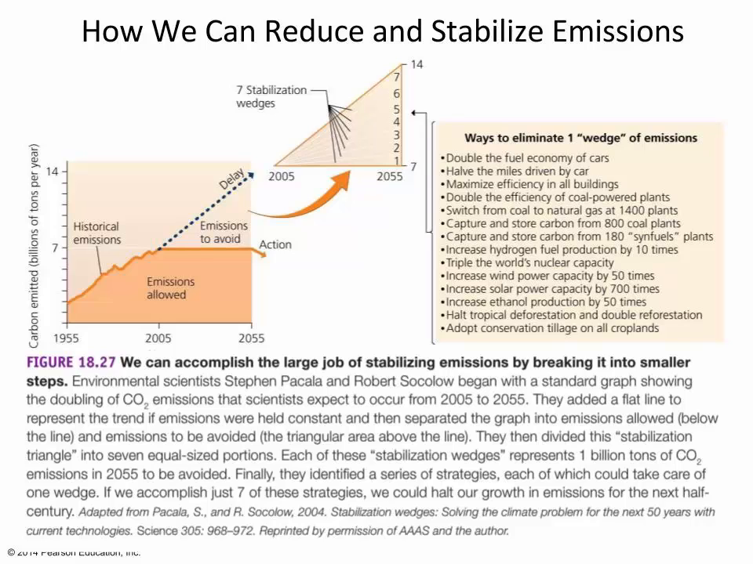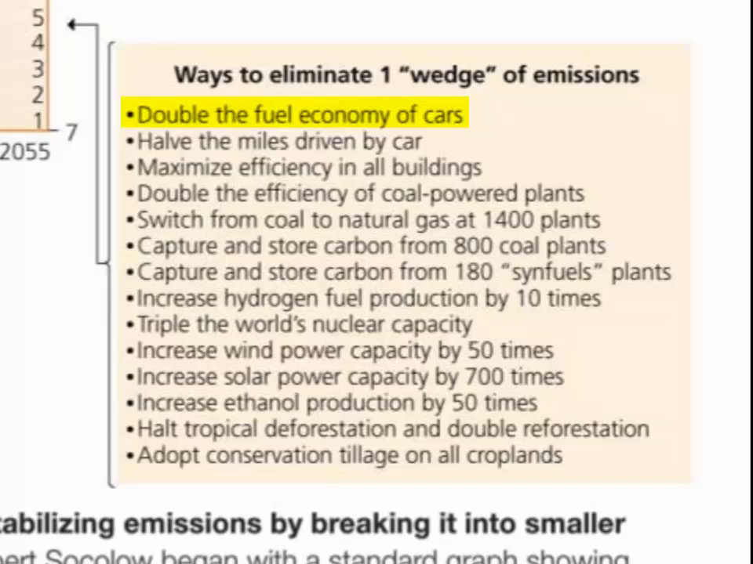Some of the actions listed here are to double the fuel economy of cars, which compared to MPGs of 1970, we will achieve with Obama's fuel economy standards of 2025, cut the miles driven by cars in half, maximize efficiency of all buildings, this is where LEED certifications will come in, double the efficiency of coal-powered plants, cogeneration can help achieve this, switch from coal to natural gas at 1,400 plants, natural gas is cleaner burning than coal, capture and store carbon from 800 coal plants.